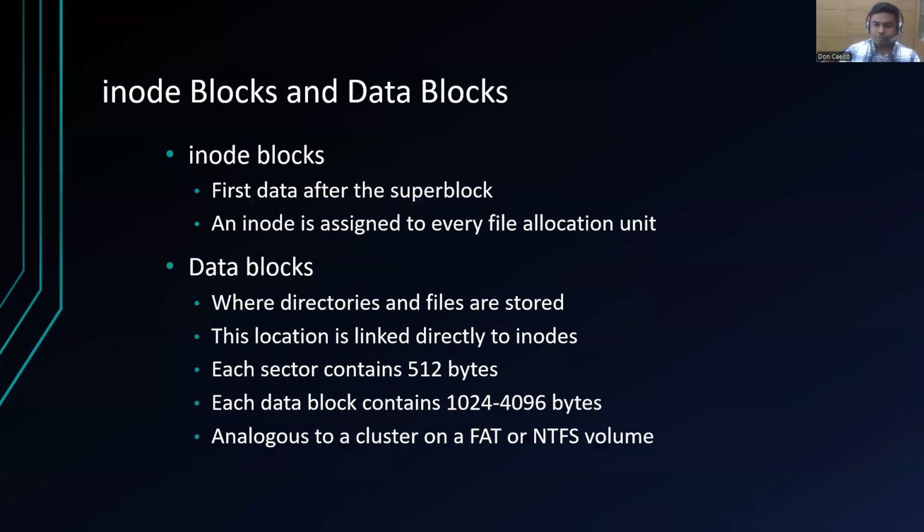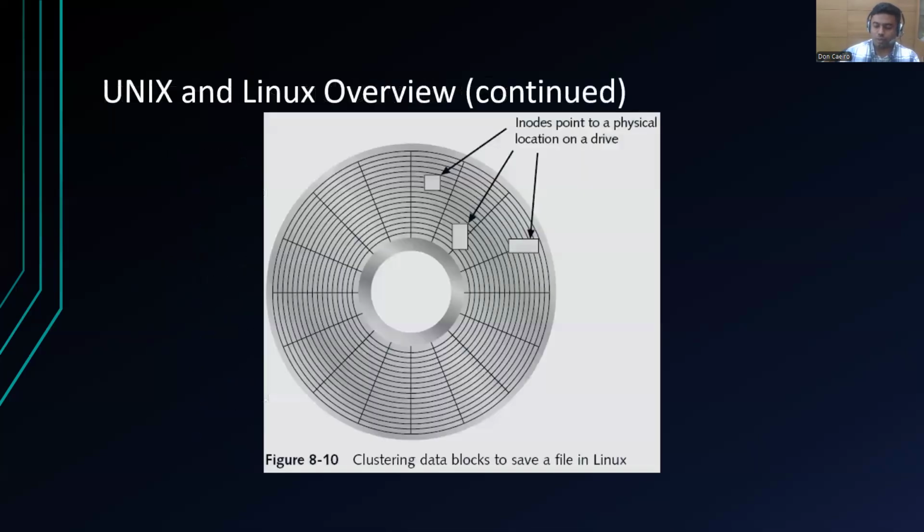Similar to the Windows operating system, each sector consists of 512 bytes, and each data block is like a cluster. A cluster is like 1024 to 4096 bytes, which is almost the same as what we would see on a FAT, that is a file allocation table, as well as on an NTFS, new technology file system, volume on the Windows operating system. So like this, we have the inodes, then we have the cluster blocks that are present.